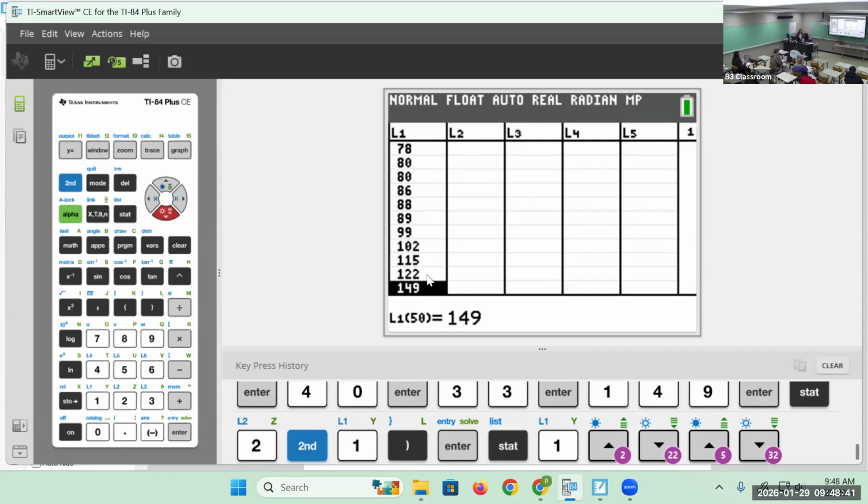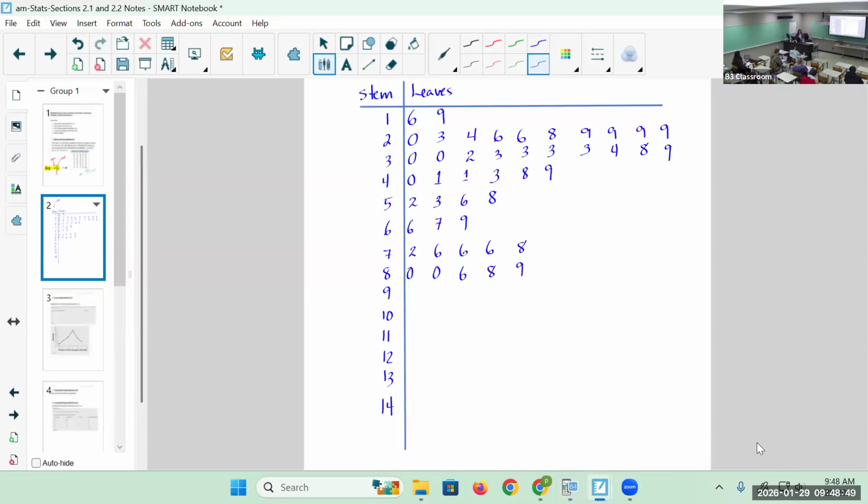And notice I don't have a one that starts with 13, but in my leaves, I actually still leave a gap in there. So I have a 99, 102, 115, and 122. Then a gap for 13, not a zero, because a zero would mean you're saying you have 130. But nothing here means you don't have any numbers that start with 13. And then we have 149.